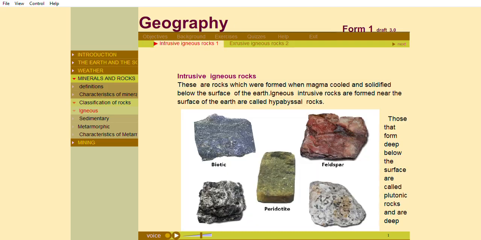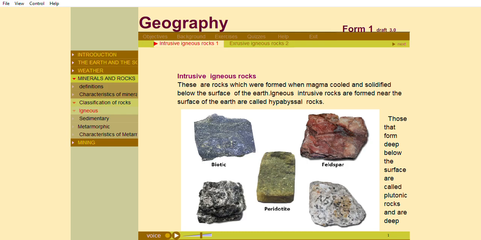Intrusive igneous rocks. These are rocks which were formed when magma cooled and solidified below the surface of the earth. Igneous intrusive rocks formed beneath the surface of the earth are called hypabyssal rocks. Those that form deep below the surface are called plutonic rocks and are deep-rooted. Examples include granite, diorite, peridotite, gabbro, and syenite.